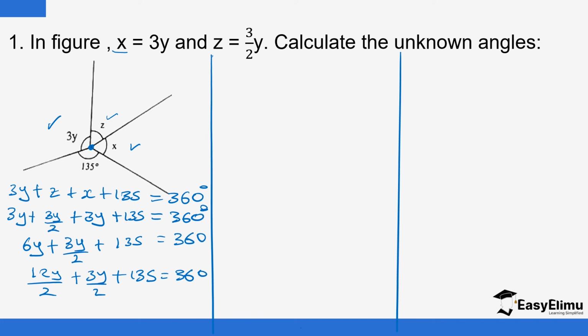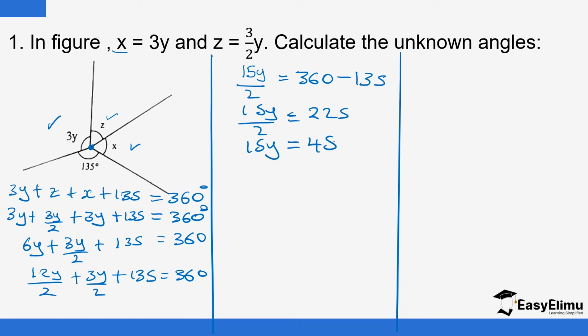135 can move to the other side, so it becomes minus. So you have 15y over 2, since 12y plus 3y is 15y, equals 360 minus 135. So 15y over 2 should be equal to what? 225. Now you multiply both sides by 2, so we have 15y equals 450. You divide both sides by 15, so y equals what? 15 goes into 45 three times, so y is 30.